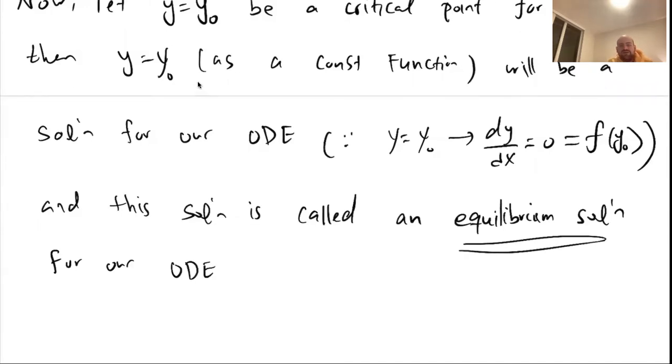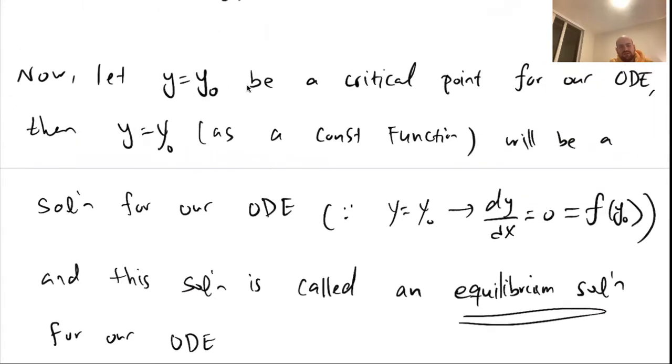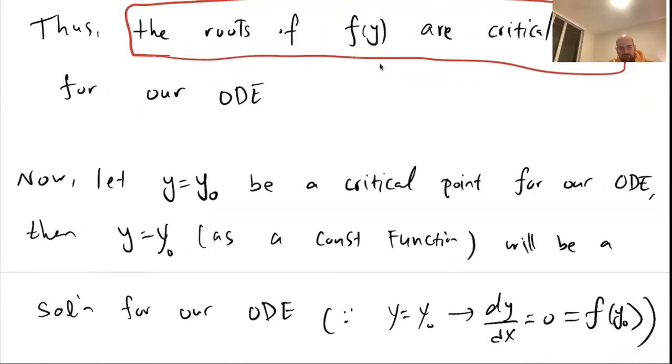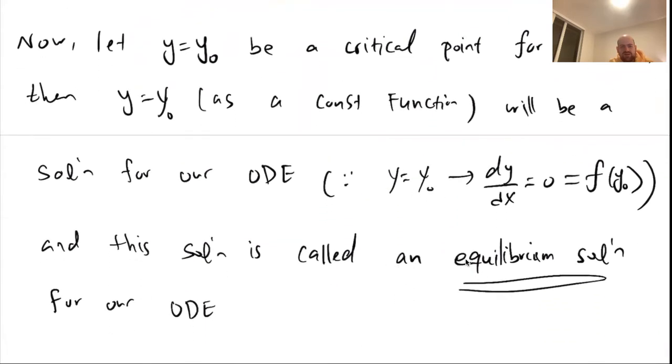So y equals y0 as a constant function is a solution for our ODE. We have seen this several times before, because when you have the constant function y equals y0, the derivative of this function is 0, and f of y0 is also 0. Why? Because I'm assuming y equals y0 is a critical point for my equation, which means a root of f of y. So f of y0 is 0, the derivative of y is also 0, and that means this is a solution for my ODE. This type of solution is called an equilibrium solution.